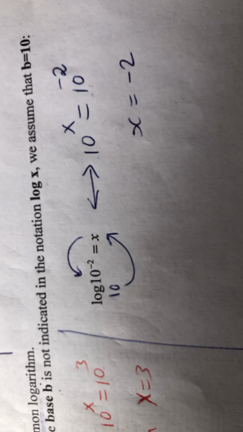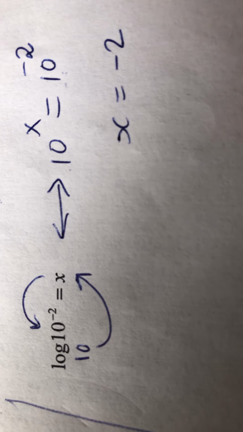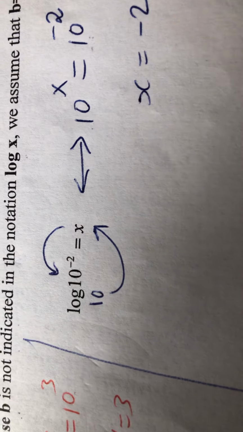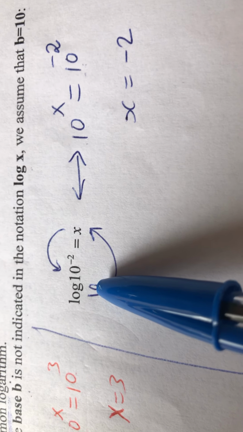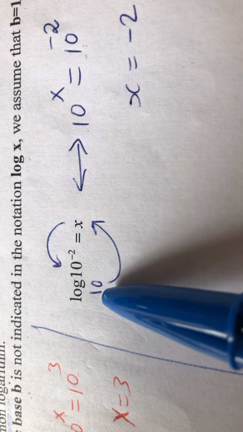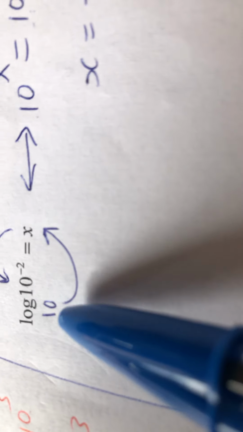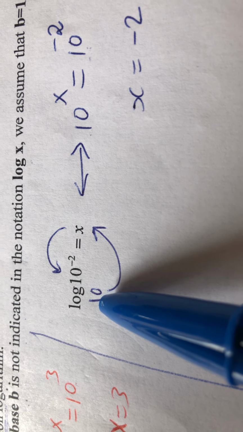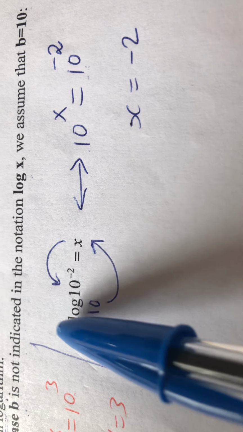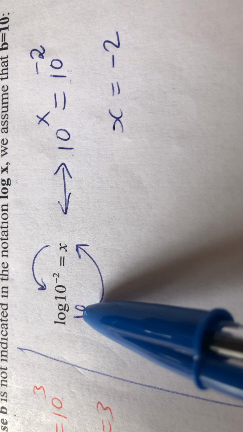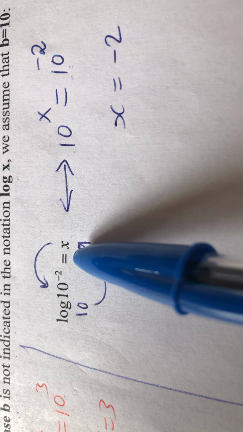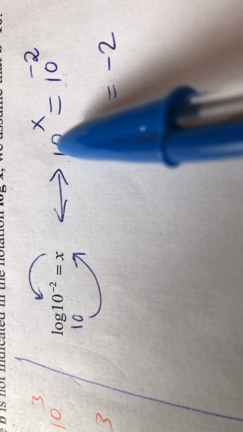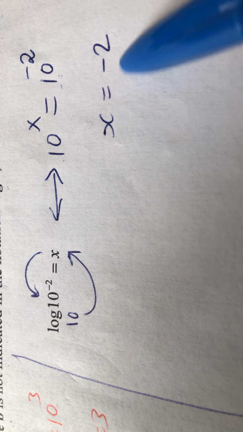Another example. Find log of 10 to the negative 2 equals x, so find x. Also here, this is a common logarithm because the base is not indicated. So if it is not indicated, this means the base is 10. Now to solve this equation, convert to exponential form. So this logarithmic equation is equivalent to 10 to the power x equals 10 to the negative 2. Since the base is the same, the exponents should be equal, so x equals negative 2.